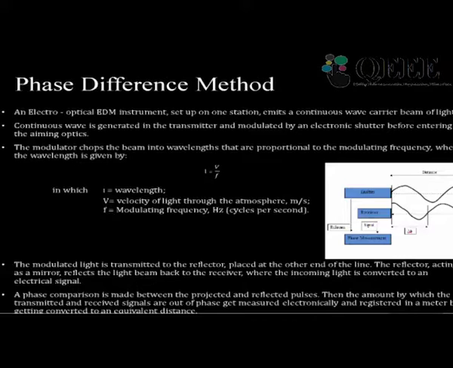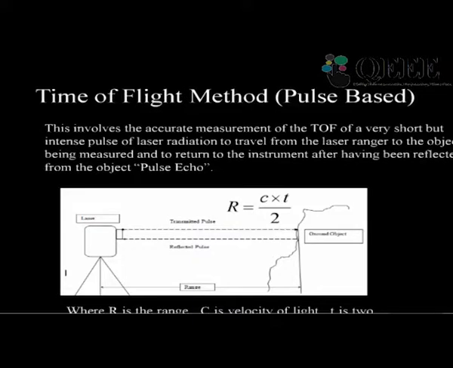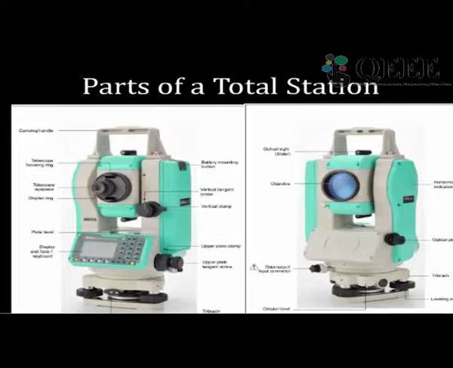Next we will discuss the functions of a total station. It can measure the slope distance between the instrument station and the target station. Second, it also measures the horizontal angle and vertical angle. Normally the vertical angle scale is 0 at the top of the instrument, and from there the vertical angles are calculated in total stations. The horizontal angle scale 0 can be set anywhere, in any direction, depending upon the field conditions.